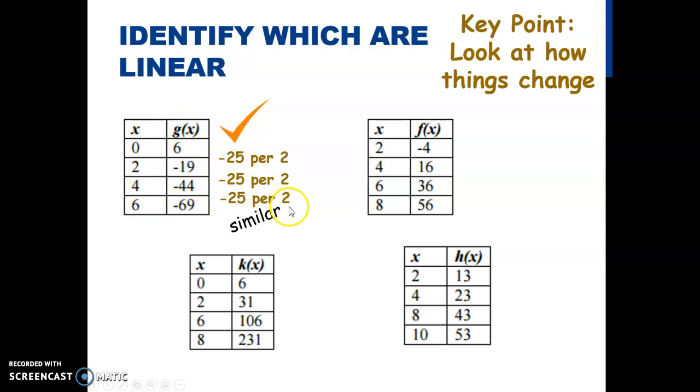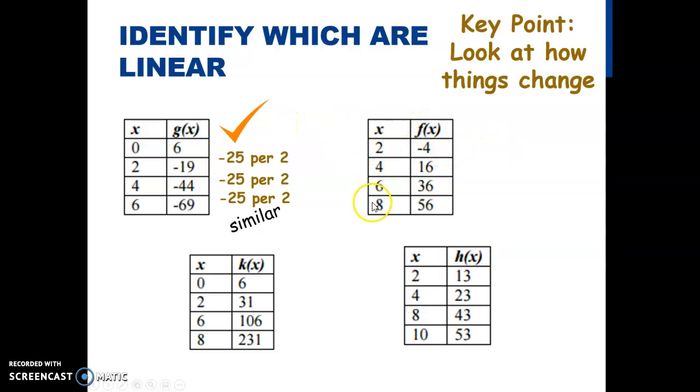And that's what we're looking at. We're looking at how things are changing. If the change is consistent, then we have a linear situation. Now remember, in real life, you don't get exactly the same amount of change each time because real life is messy. And so as long as we get a very close or similar amount of change, then we're okay with saying a linear model could work.